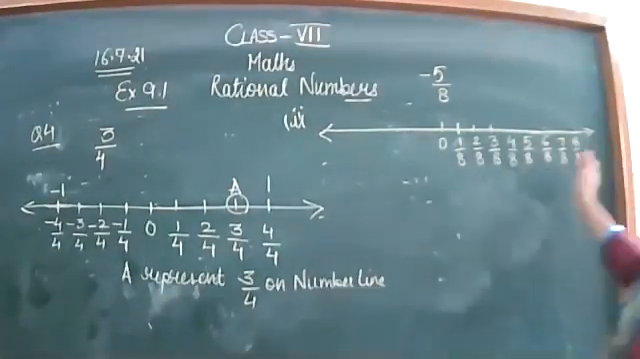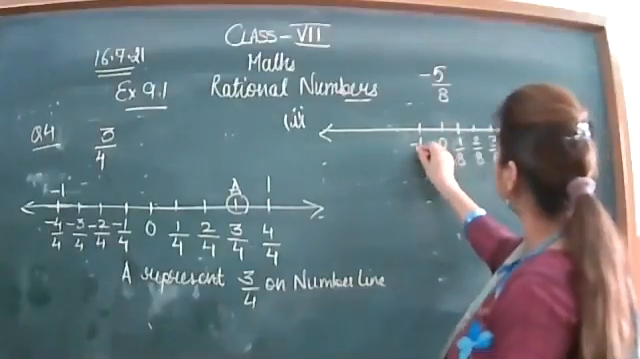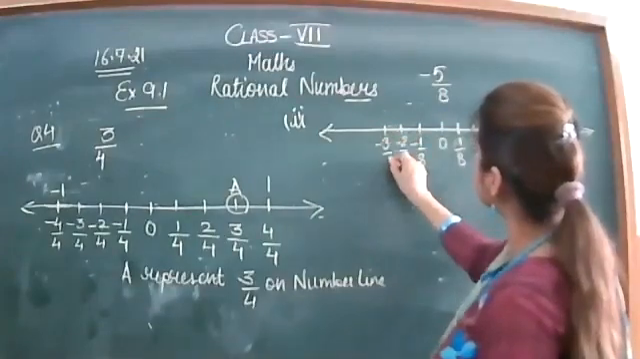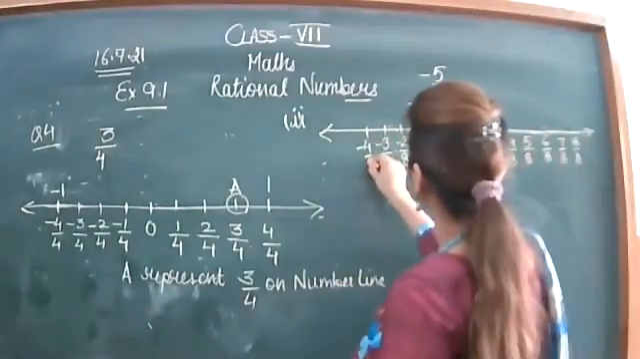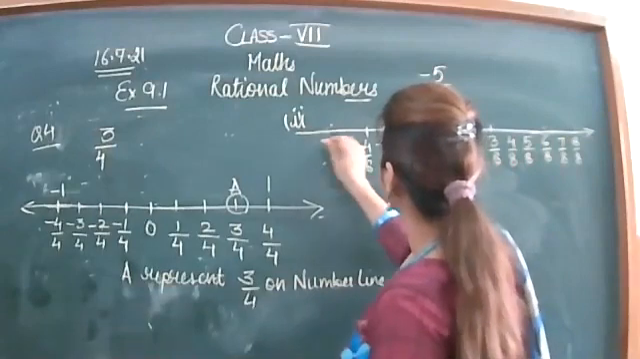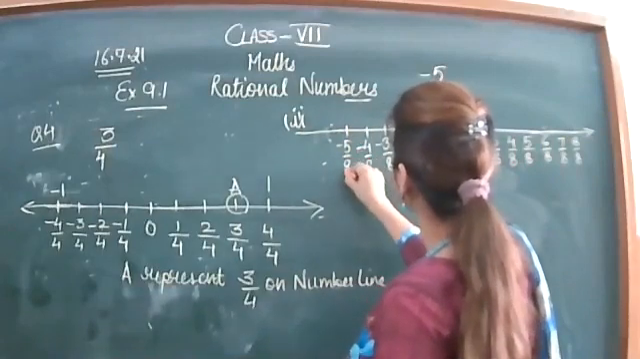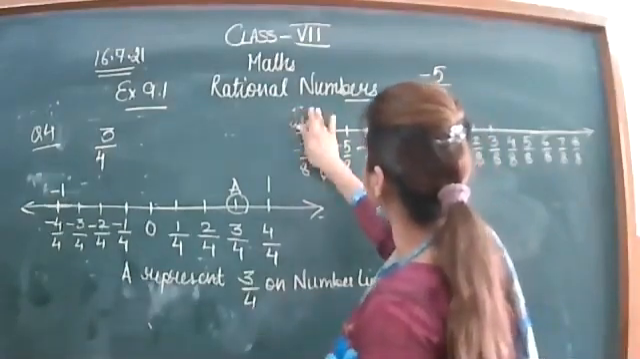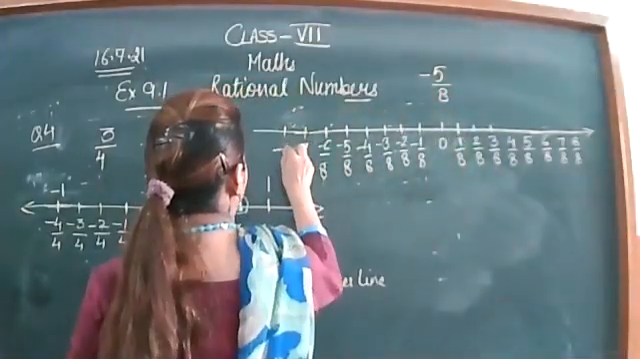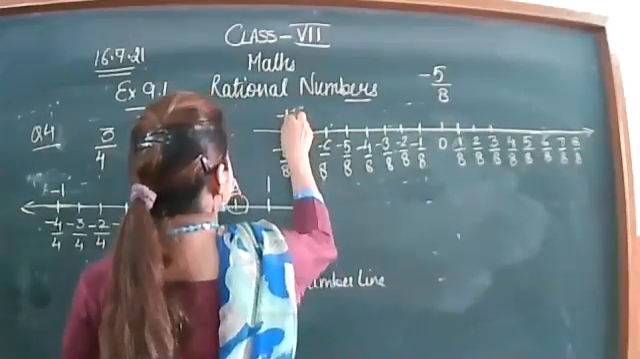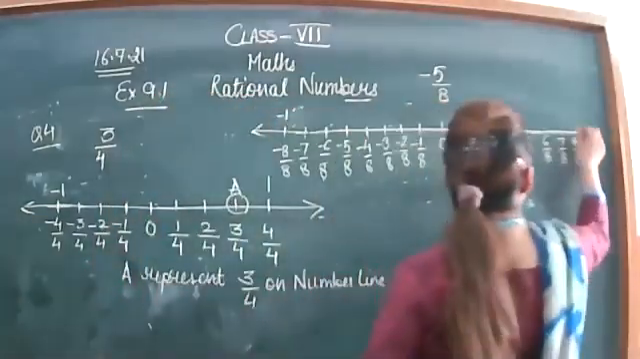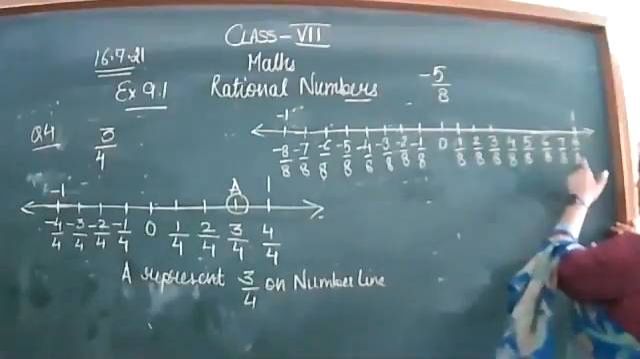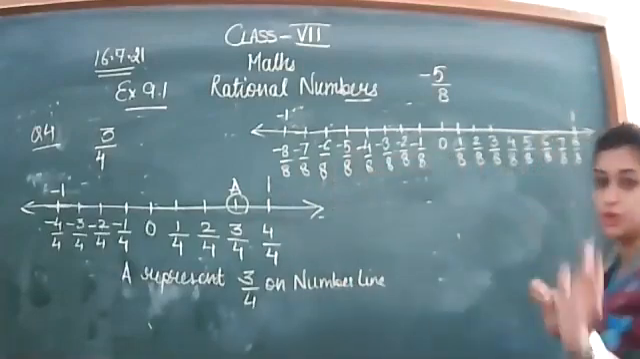Okay, so these are the positive numbers, and on the left hand side, minus 1 by 8, minus 2 by 8, minus 3 by 8, minus 4 by 8, minus 5 by 8, minus 6 by 8, minus 7 by 8. Next is minus 8 by 8. Minus 8 by 8 is minus 1. 8 by 8 is 1. So keep this thing in mind. The distance from 0 to 1 and 0 to minus 1 should be same.